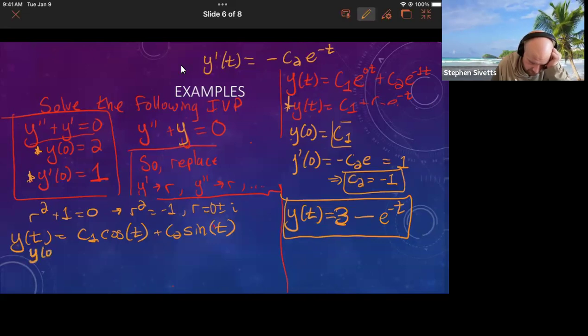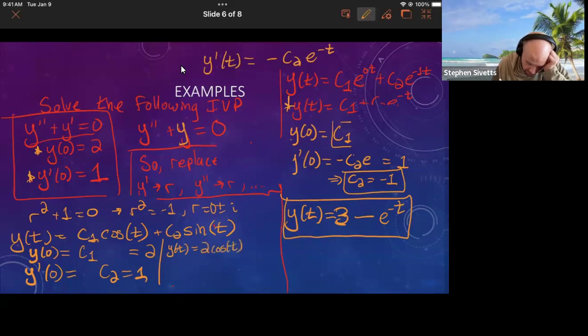And so y of 0, cosine of 0 is 1, sine of 0 is 0. So we'll have c1 equals 2, and then y prime of 0: we'll have a negative c1 sine t, then plus c2 cosine t. So we'll have c2 equals 1. So this particular solution is 2 cosine t plus sine t. Okay. So that's pretty straightforward. Let's do the next slide.